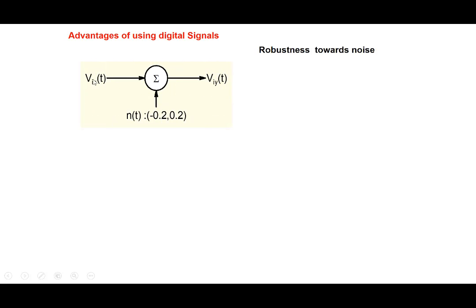So let's say this is our analog signal, and let's say n(t) is a noise. So let's add the noise, and the noise is a random signal, and let's say the noise can lie anywhere between minus 0.2 to plus 0.2 here. Okay, and so that noise gets added here, from the various sources of noise.